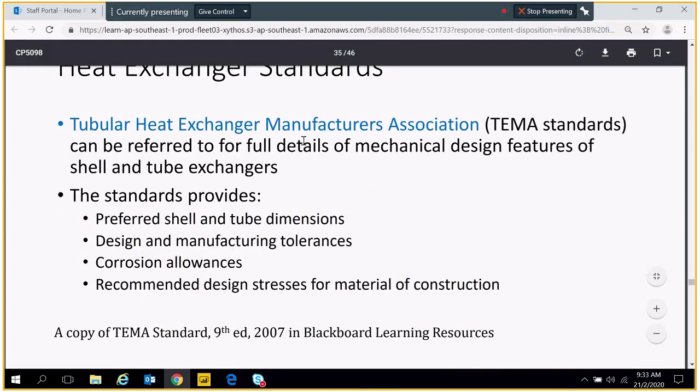This is a TEMA standard. Just be aware there's such a thing called the Tubular Heat Exchanger Manufacturers Association. Length of the tube over the shell diameter, remember, it must be between 5 and 10. So if you see a question like this, please check L over D, length of the tube divided by the shell diameter. It must be between 5 and 10. Cannot be less than 5, cannot be more than 10.